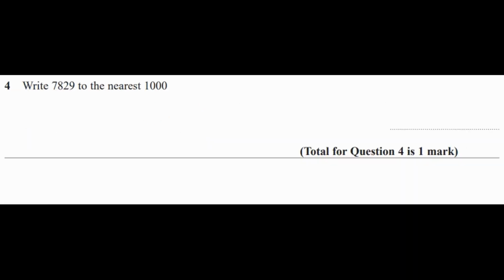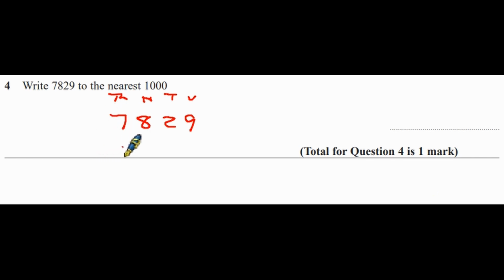Question 4 simply says write 7829 to the nearest thousand. So we have the number 7829. We know that we have units, tens, hundreds and thousands. So the 7 is the thousand.